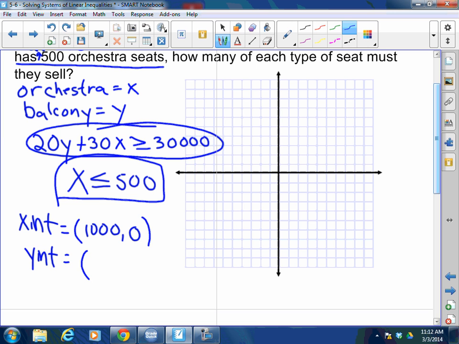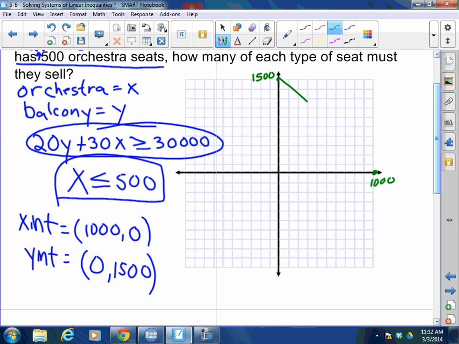And then the y-intercept. When x is 0, what's y? 0, 1,500. So, on the x, let's go by intervals of 100. So this is 1,000 over here. On the y, let's go by intervals of 150. So this is 1,500 over here.